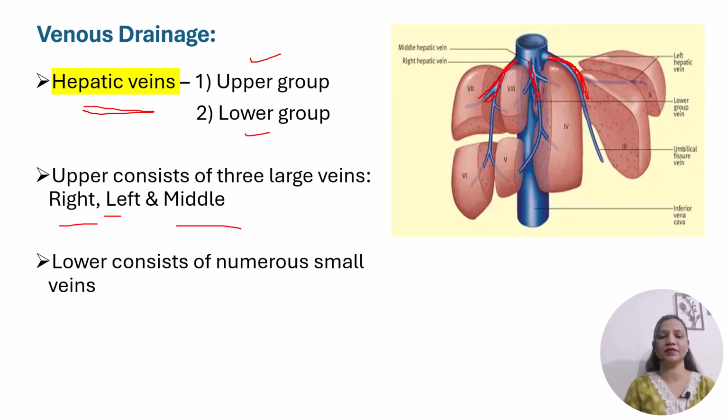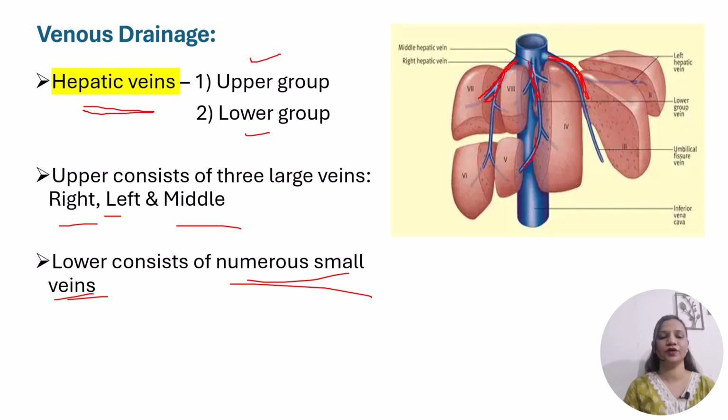The lower group consists of numerous small veins, which are not clearly visible in this picture. So you have to keep in mind that the hepatic vein consists of two groups, the upper group and the lower group. The upper group consists of three large veins, the right, left and middle, which drain the blood from the tissues of the liver and finally drain into the inferior vena cava. And the lower group consists of numerous small veins which also drain into the inferior vena cava.